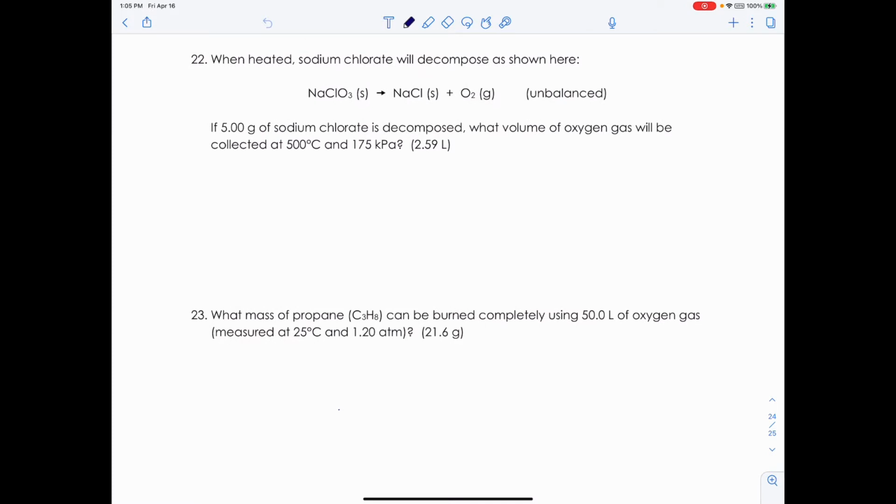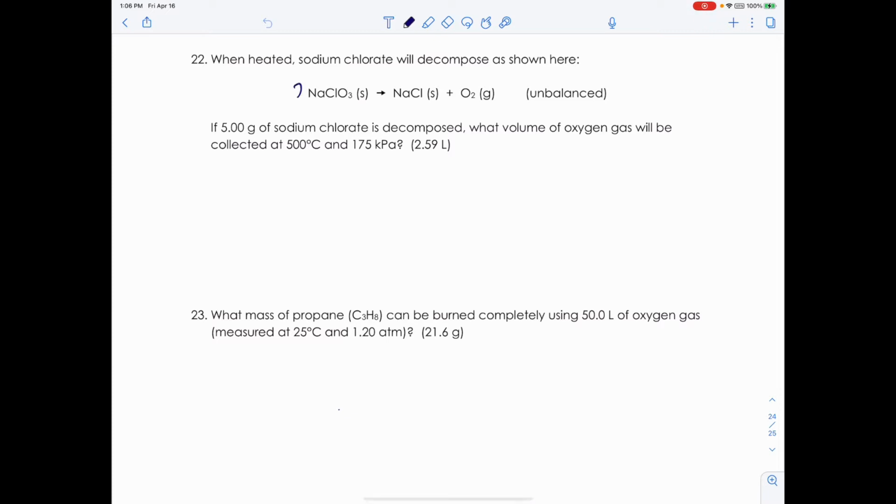Remember that stoichiometry usually involves a chemical reaction of some type, and stoichiometry means we're going to use the ratios from the balanced equation. So question 22: when heated, some sodium chlorate decomposes, and we're given an unbalanced equation. Pause the video and write down a balanced equation for yourself.